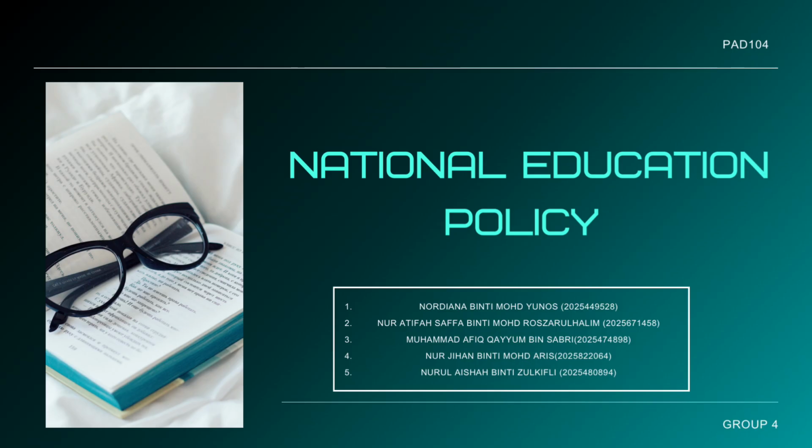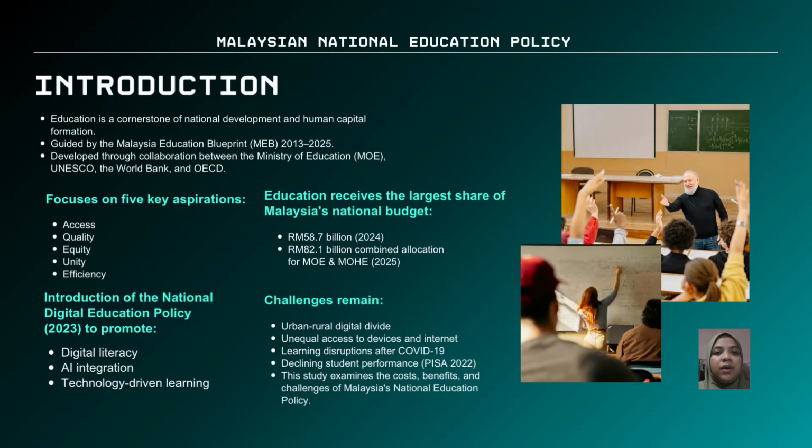Moving on to slide 2, let's look at the foundation of the Malaysian National Education Policy. Education is the ultimate cornerstone of national development and human capital formation. Currently, our education landscape is heavily guided by the Malaysia Education Blueprint 2013 to 2025, which was carefully developed through high-level international collaboration between our Ministry of Education, UNESCO, the World Bank, and the OECD. This blueprint focuses on 5 key aspirations: access, quality, equity, unity, and efficiency.